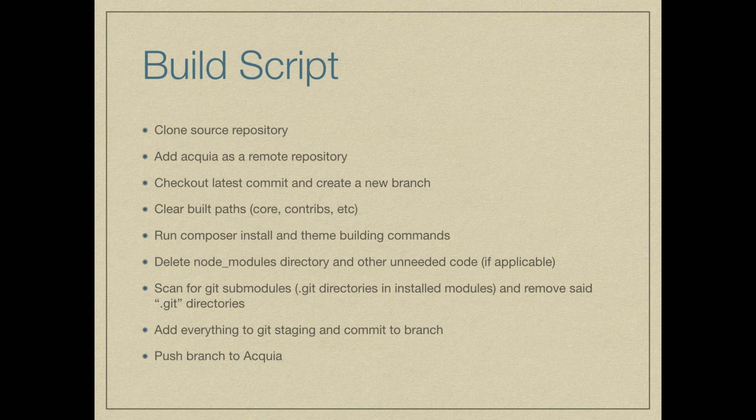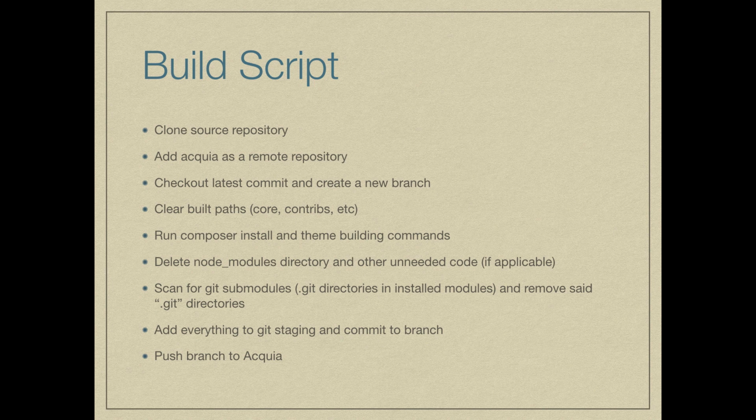So we actually created a bash script that scans for any .git subdirectories that come in and removes those .git directories so that it doesn't have any issues with the Git submodules. Otherwise, it won't get pushed up into Acquia. Once you get all of your code in the right spot, all you have to do is add everything into Git and commit it to the branch.